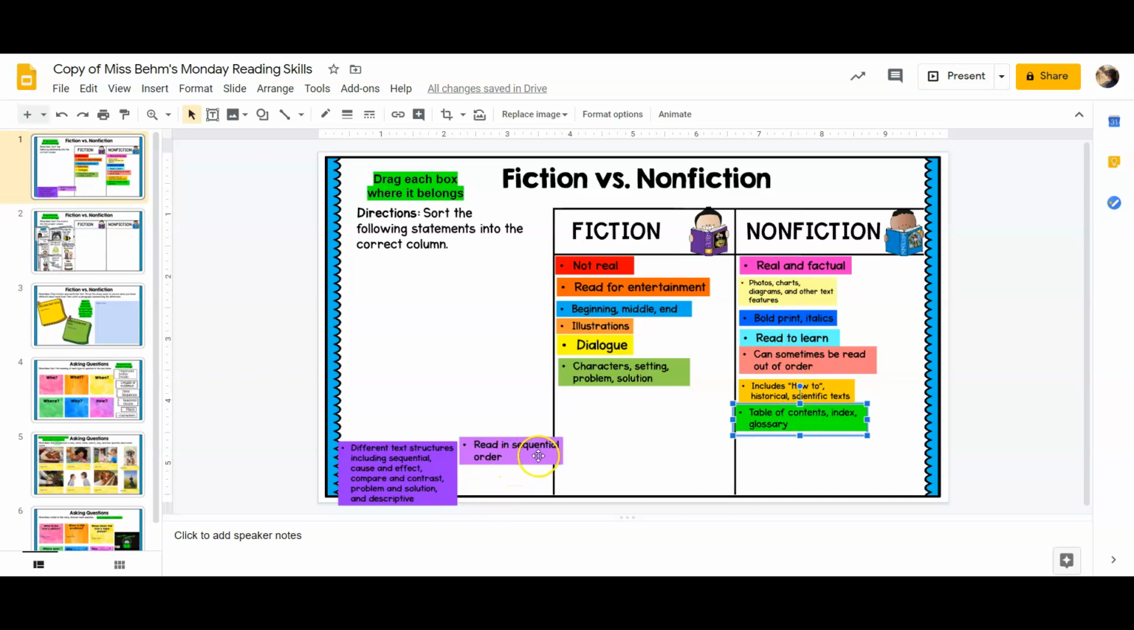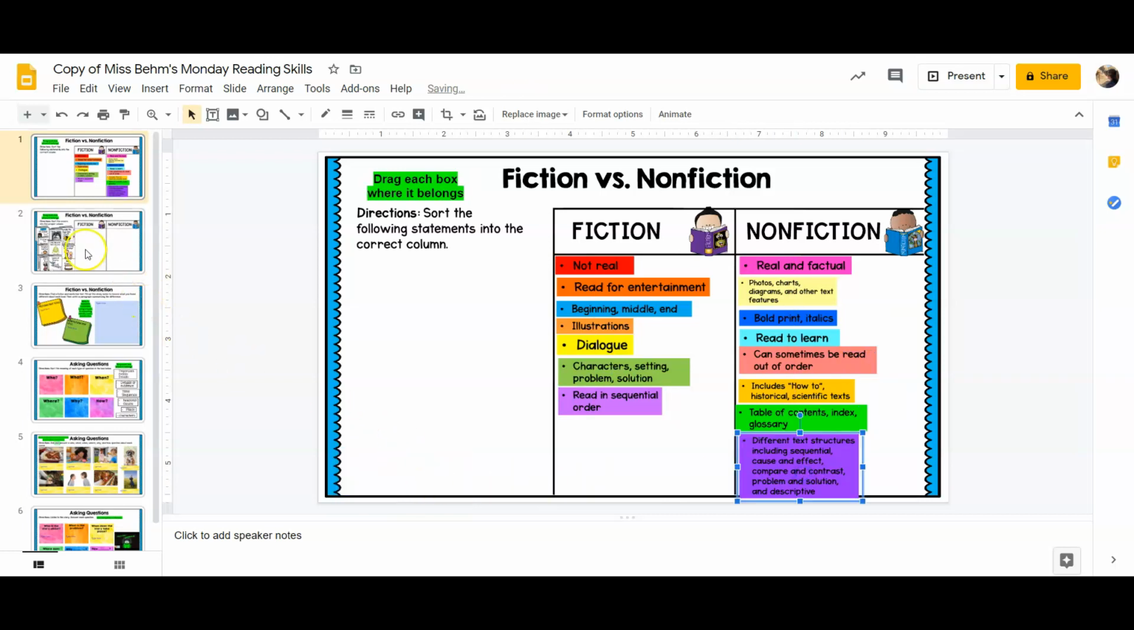Read in sequential order. That means that you would read one page after another, and you wouldn't skip around. That would be fiction, because we just kind of talked about that. And different text structures, including sequential, cause and effect, compare and contrast, problem, solution, and descriptive, that is going to be more of the nonfiction.